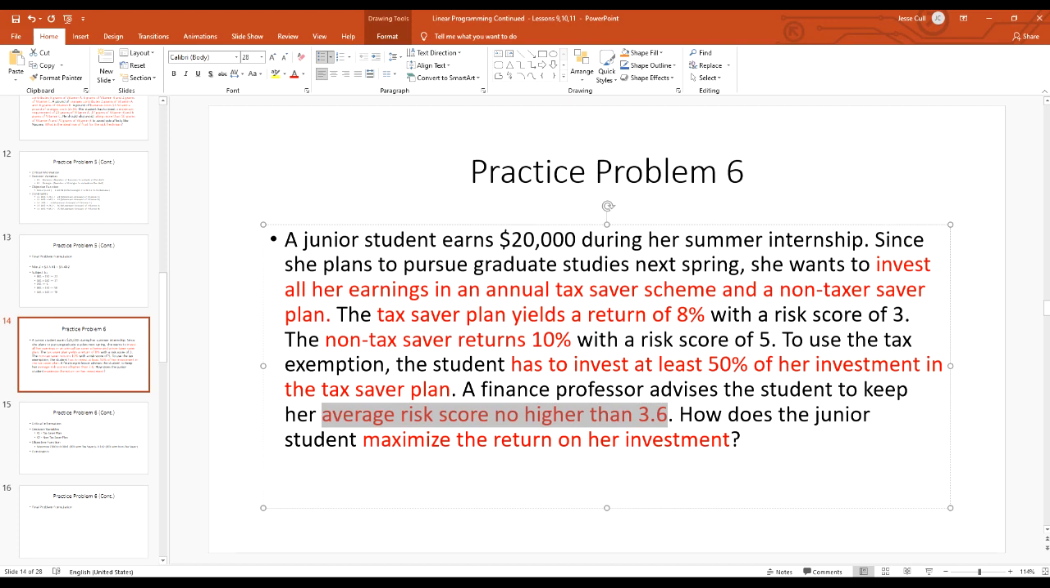So we have not one, but two constraints in this situation. The first one, we have to invest at least 50% in the tax saver plan. The second, the average risk score must be no higher than 3.6. Where do we find our 50%? Right here. We're investing 20, so that's where the 50% is relevant. Where do we find our risk score? Risk score of 3. Risk score of 5.